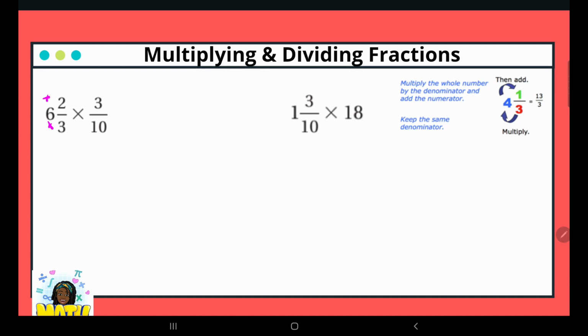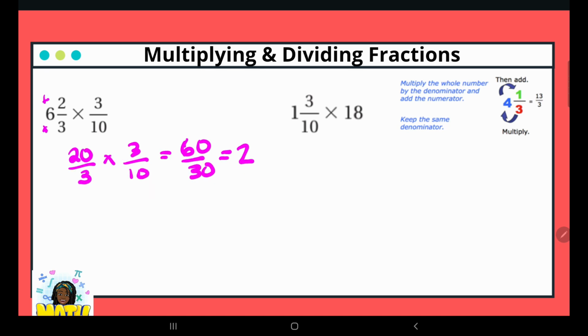So 3 times 6 is 18. 18 plus 2 is 20. Then I'm going to write that number over my original denominator, which happens to be 3. Now here, there are 2 strategies that you could use. You could continue to multiply just like we did and then simplify. So 20 times 3 is equal to 60, and 3 times 10 is equal to 30. Then we can simplify that further: 60 divided by 30 is equal to 2.